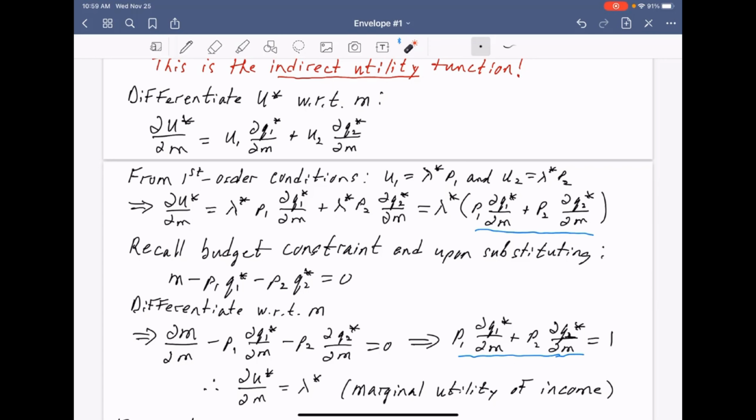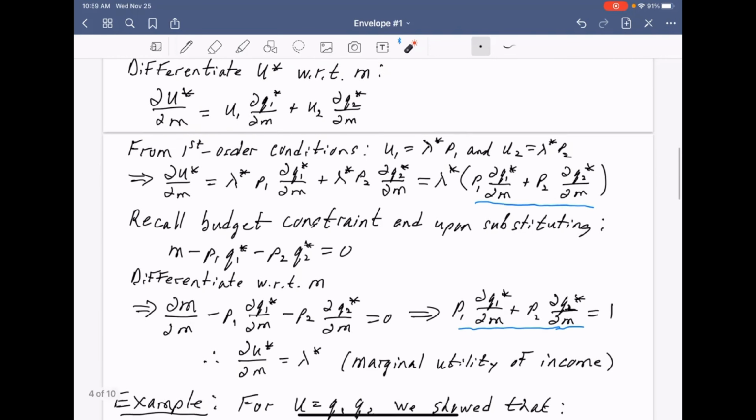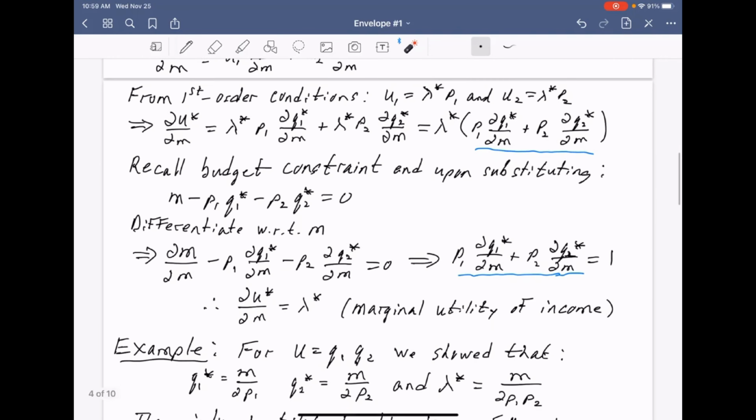Now recall our budget constraint, which is this, and upon substituting, we can differentiate with respect to M, to the income, and we get the partial of M with respect to M, minus P1 times the partial of Q1 star with respect to M, minus P2 times the partial derivative of the second ordinary demand function with respect to income, and we set that equal to 0, which then leads to this result here.